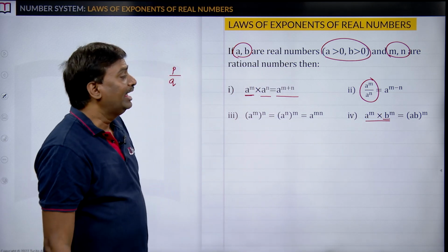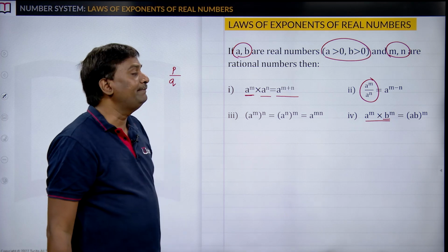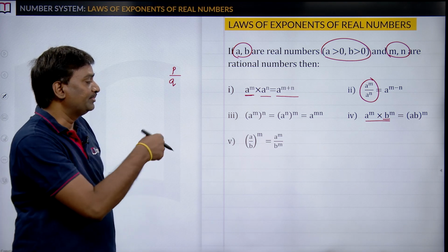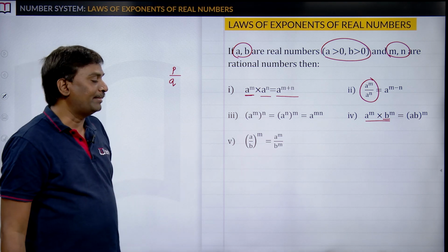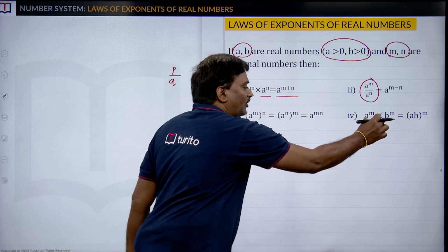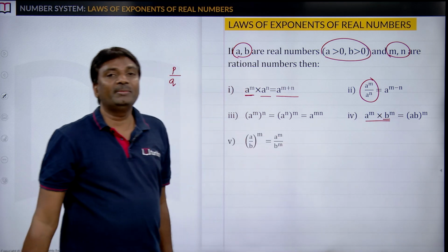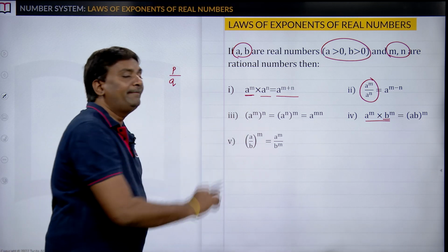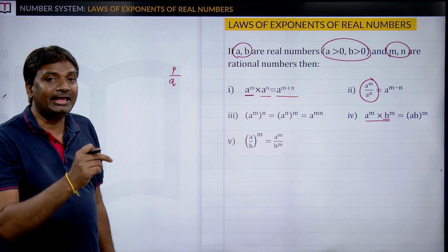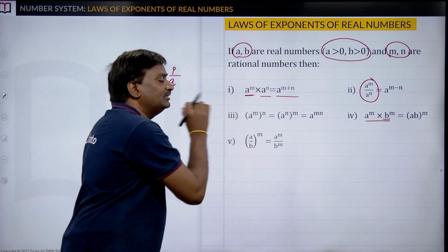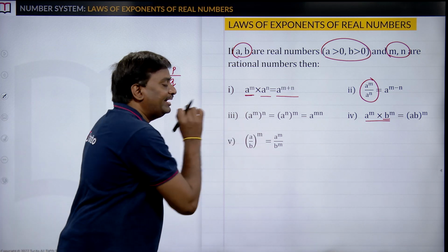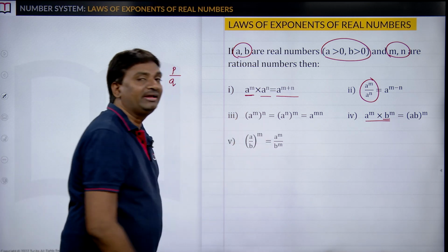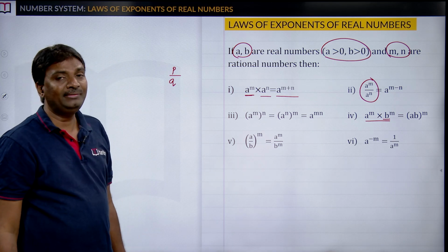The power is the same. a power m into b power m can be written as (a into b) whole power m. Next, (a by b) power m. By observing this formula and that formula, a power m into b power m means we are multiplying. Here (a by b) power m means we are dividing a by b, but we have the same power m, by separating the numerator and denominator. So you will get a power m by b power m.